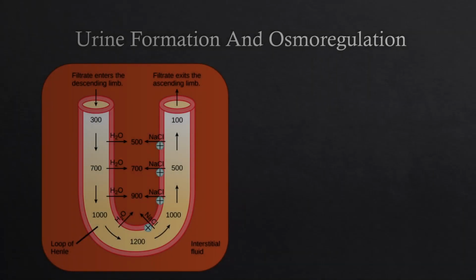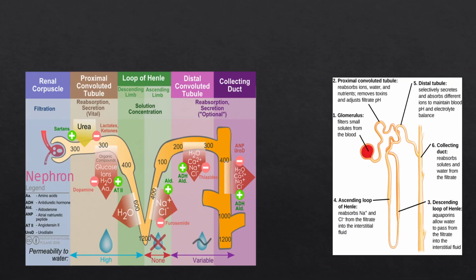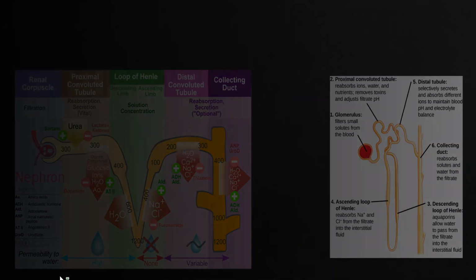Moving further, we actually have the formation of urine and osmoregulation, but I want to explain the structure of this nephron. Okay, this is the structure. Just do not hesitate looking at it, I'll be explaining. Just look at my drawing. What is this? This part is actually the glomerulus.